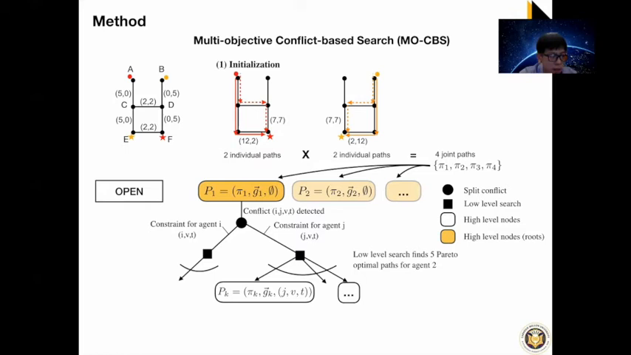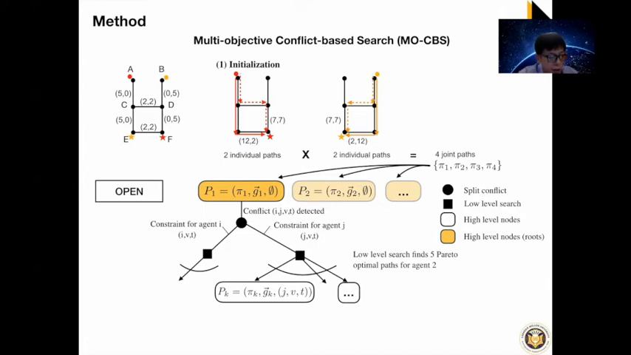One constraint forbids agent I from entering node V at time t, and the other constraint forbids agent J from entering node V at time t. For each generated constraint, MOCBS invokes the low-level planner to compute all individual Pareto optimal paths subject to the generated constraint for that agent. Here, the low-level planner is a constrained single-agent multi-objective planner. After the low-level search, for each computed individual Pareto optimal path, a new high-level node is generated and inserted into open for further expansion.